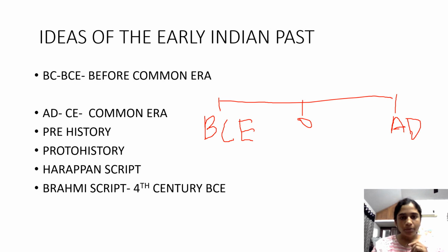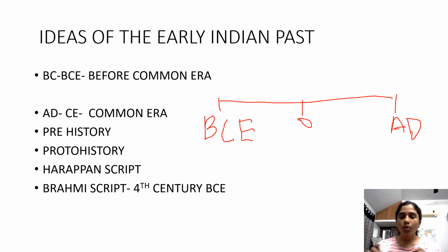So, what we have to understand in the first chapter, it is not a chapter, it is just an introductory part. It is about the ideas of early Indian past. In this, all you have to remember is three concepts. First one is BC. We in our smaller classes have learned BC and AD. BC is before Christ, and AD is Anno Domini, or we say it's after the death of Christ.